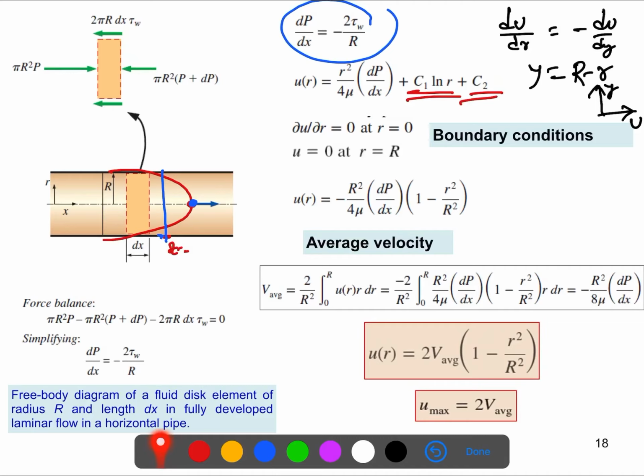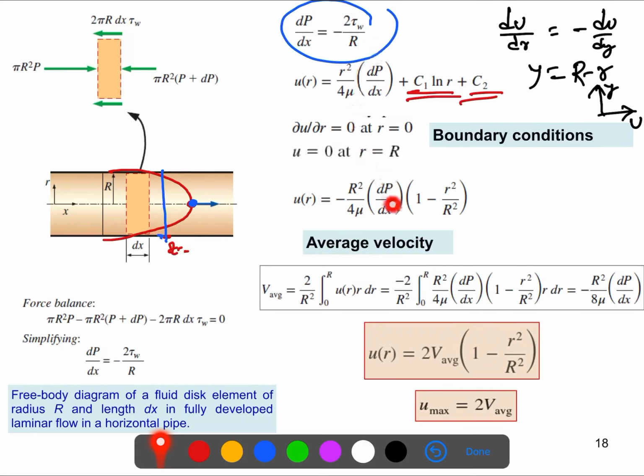So if we combine all these equations, and previously we discussed equation 8.2 from your book, this is the average velocity equation. Then we'll get u(r) equal to 2 times the average velocity times (1 minus r squared over R squared). So this is actually the final velocity profile for a fully developed and steady laminar flow.